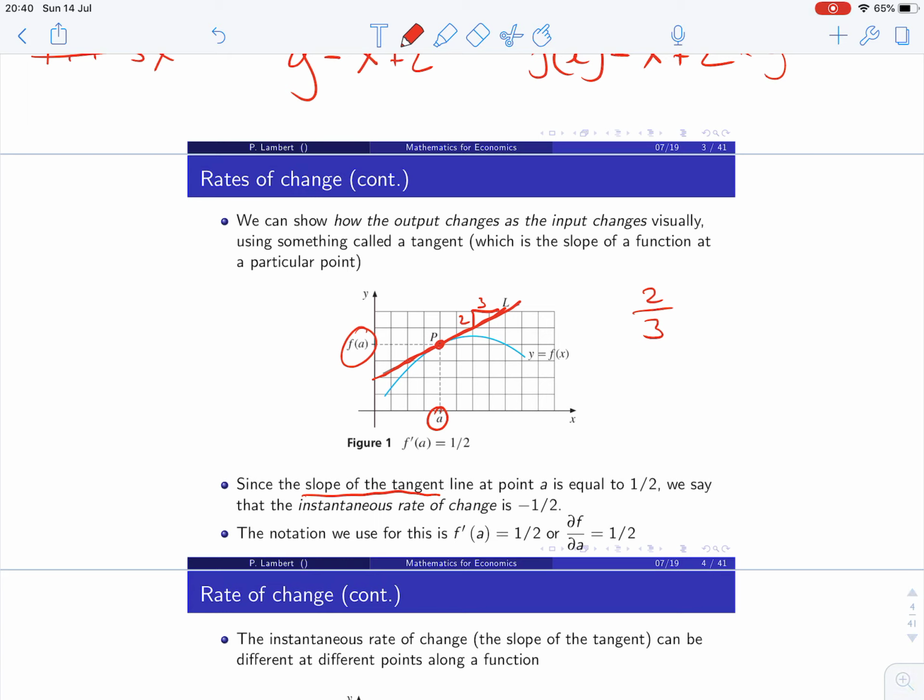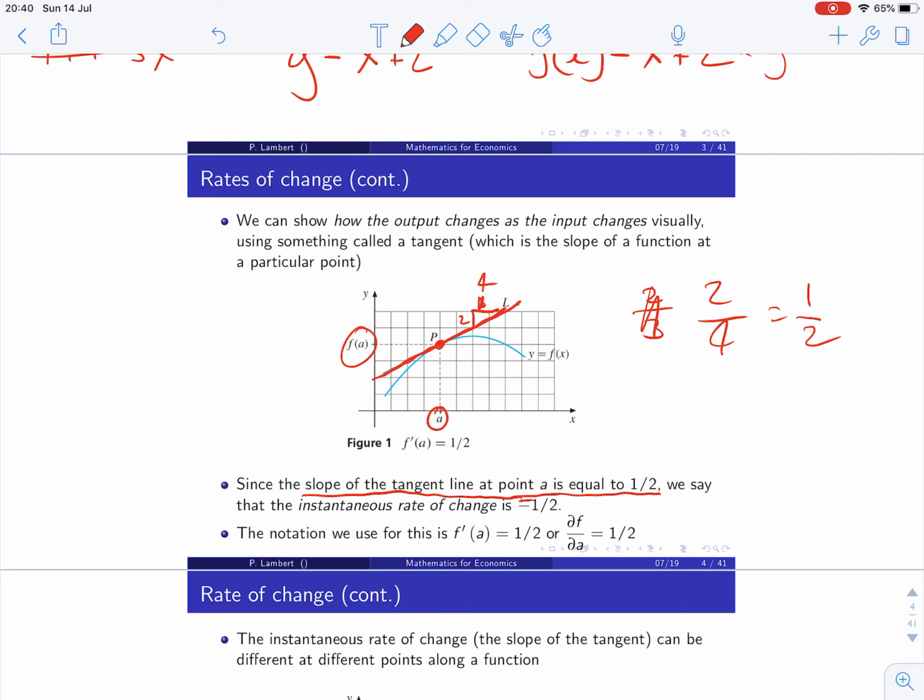So the slope of the tangent line at a given point, in this case the answer should have been equal to a half. Let's make that 2 over 4. So then the slope would have been 2 over 4, which equals a half. We say that a half is the instantaneous rate of change. That should be a positive.